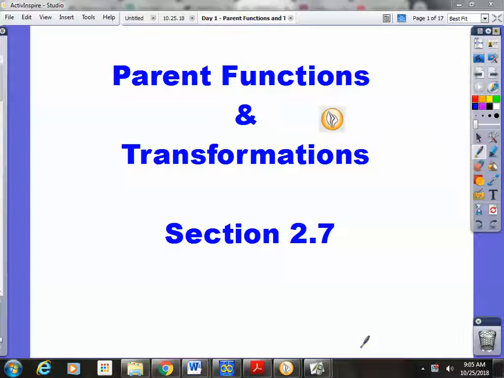Alright, this is section 2.7. We are going to talk about parent functions and transformations. We did cover this in Algebra 1. I want you guys to have a good understanding about transformations because it will make your life a lot easier in the long run, especially when we talk about shifts and when you're graphing things. It makes a lot more sense if you know the general direction of your transformations. So we're going to talk about some different parent functions, and you should have these all on your notes page.